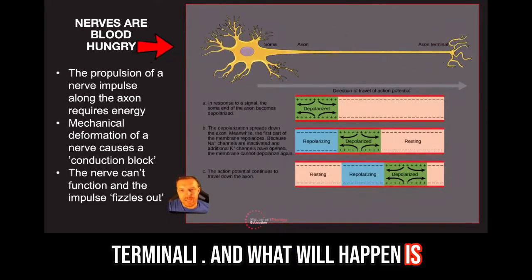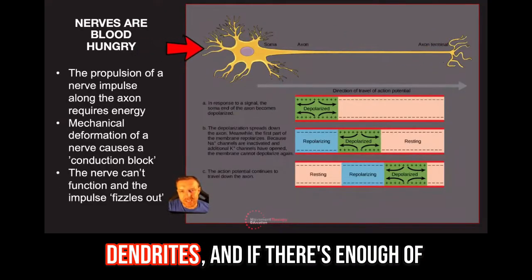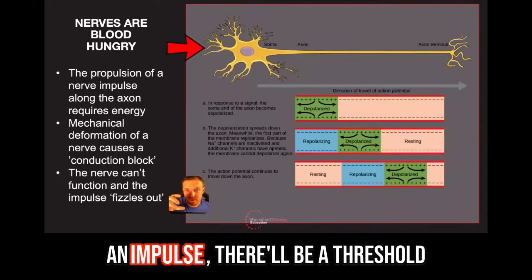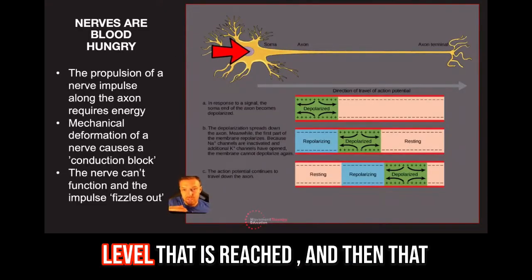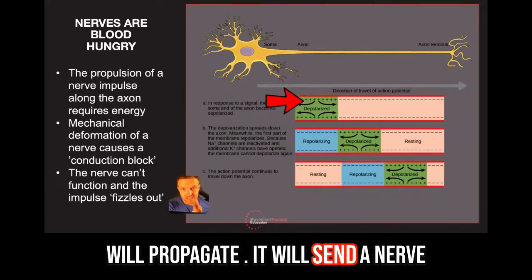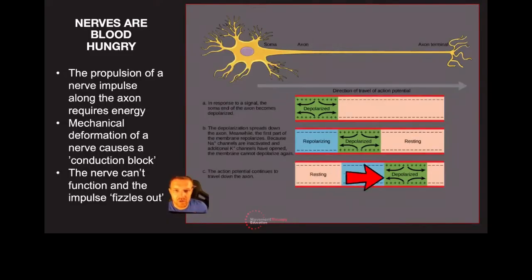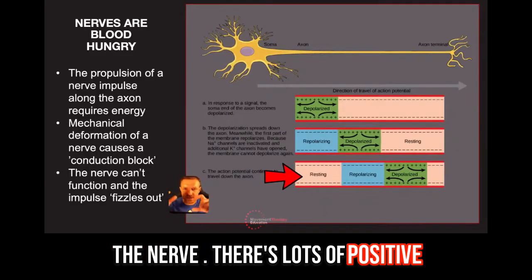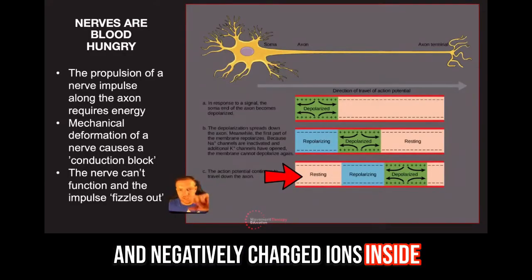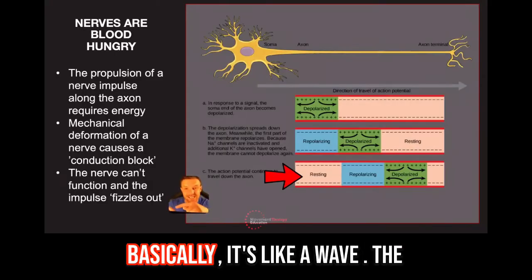What will happen is you'll get an impulse come into the dendrites. And if there's enough of an impulse, a threshold level is reached, and then that will propagate. It will send a nerve impulse like this all along the nerve. There's lots of positive and negatively charged ions inside and outside the nerve. And basically it's like a wave.